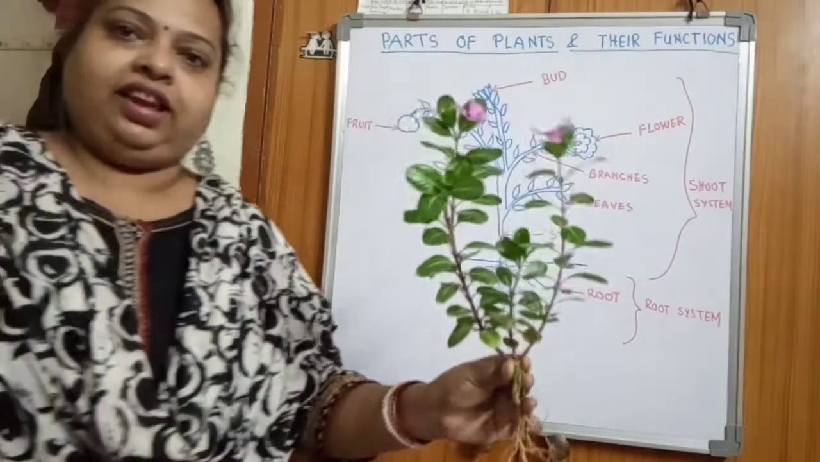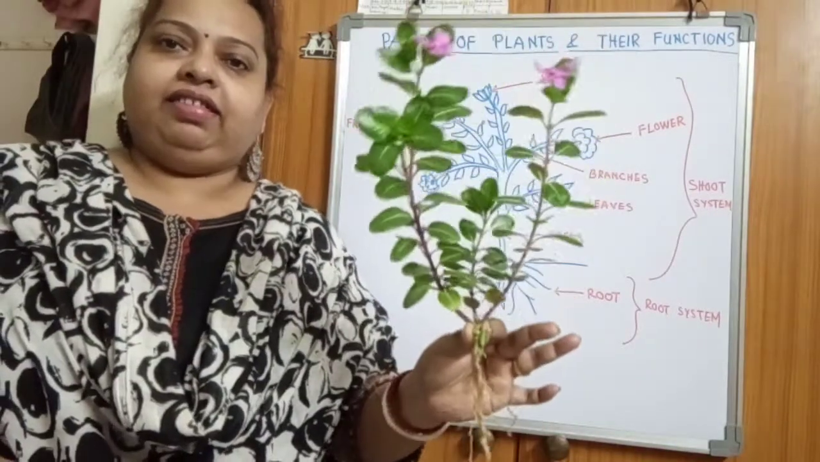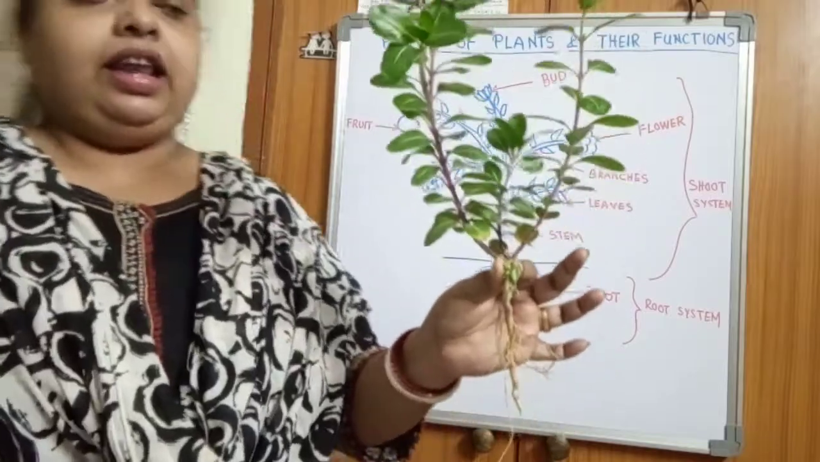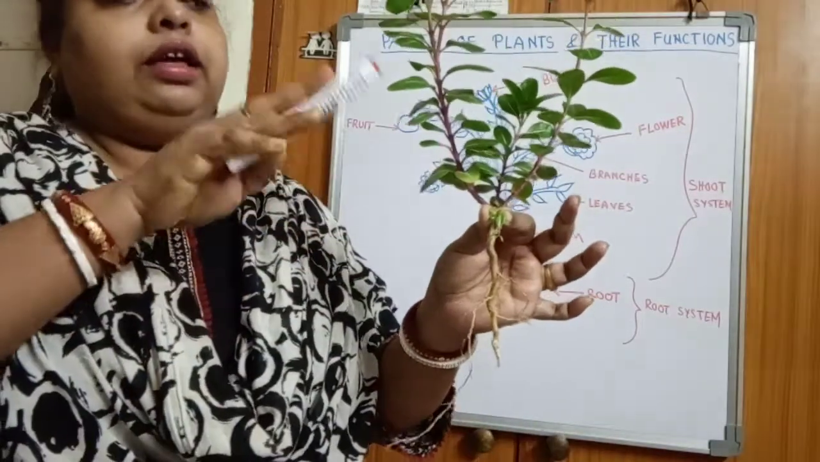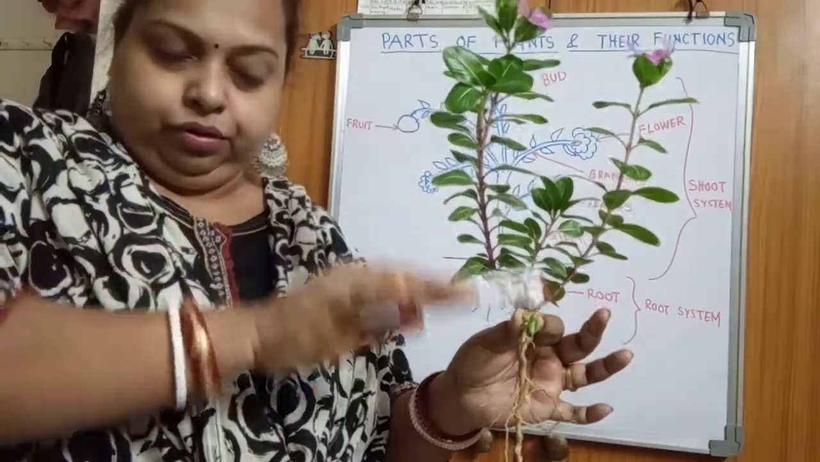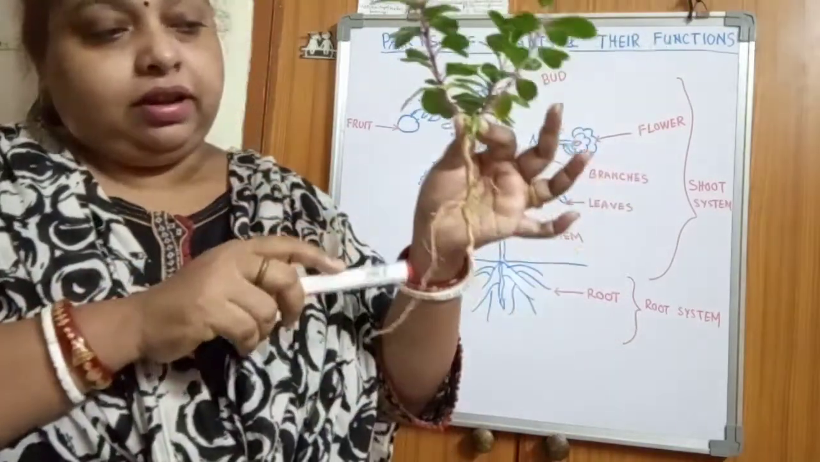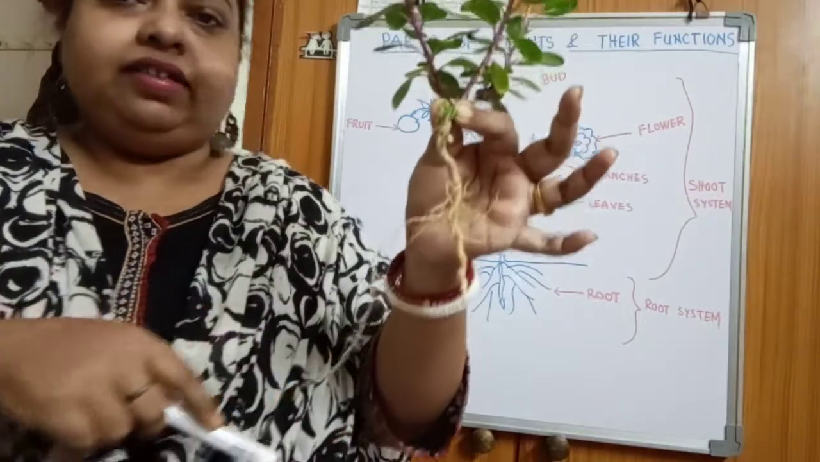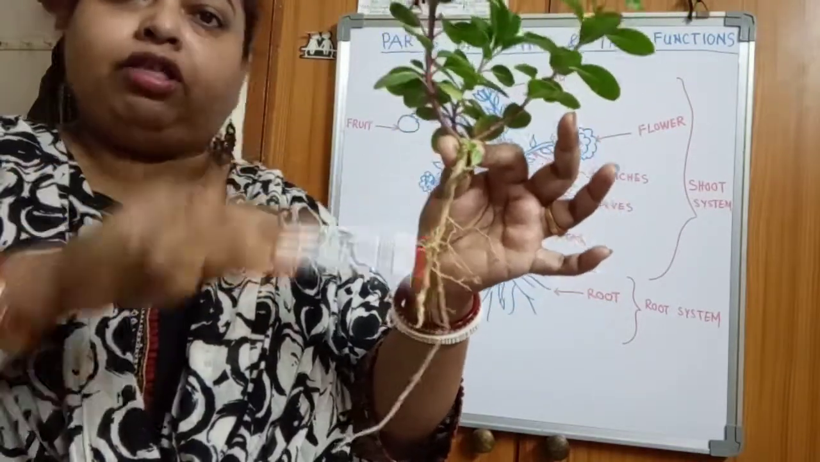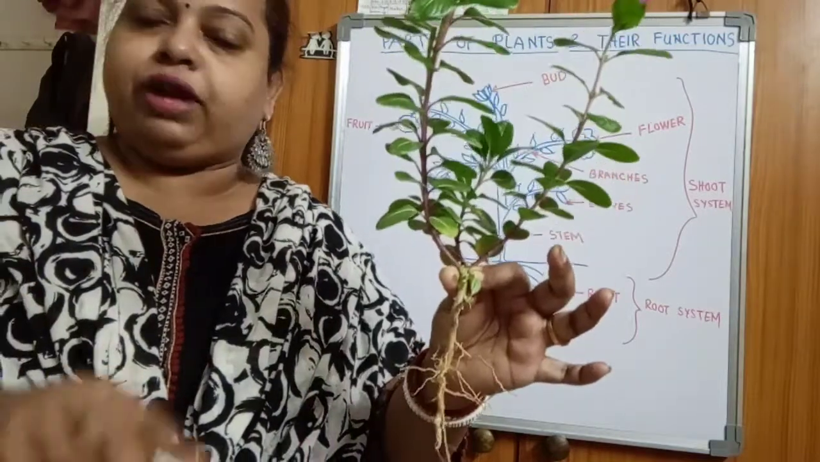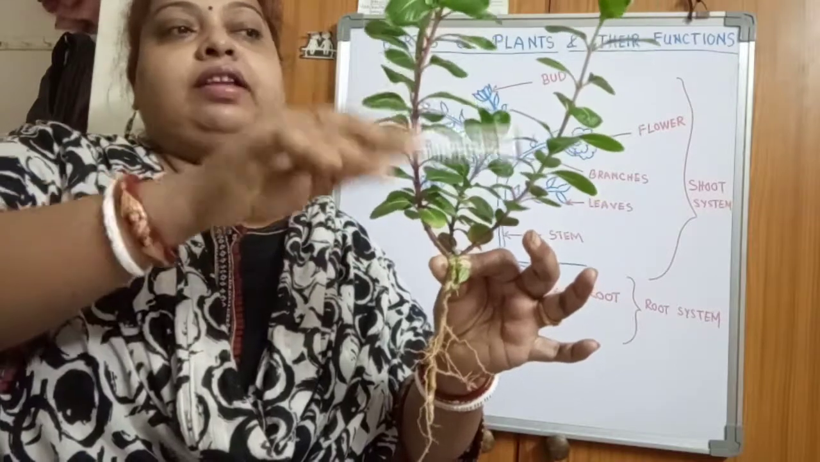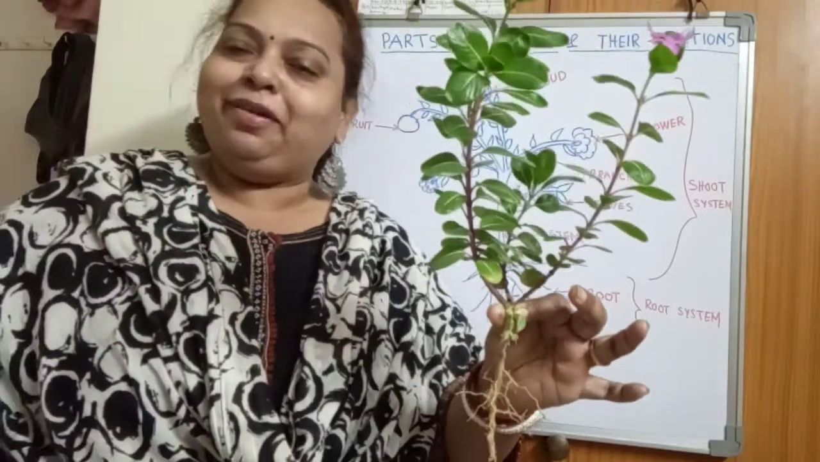Now see, can you see it? This is a plant. Now see, the plant has two systems, the root system and the shoot system. Just look at the root of the plant. This part remains always under the ground, and this is called the root of the plant. And above the ground, this part is called the shoot of the plant.